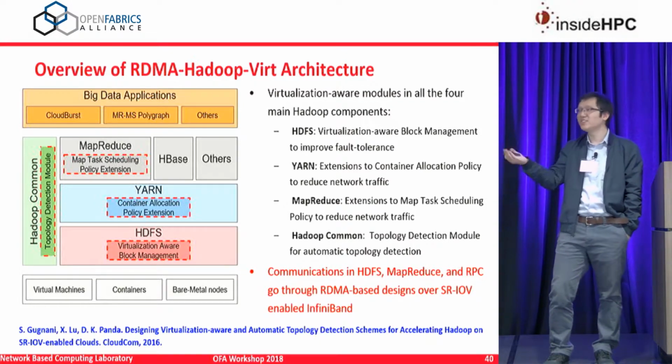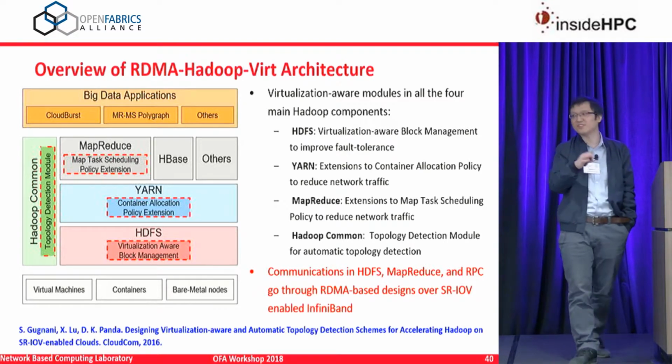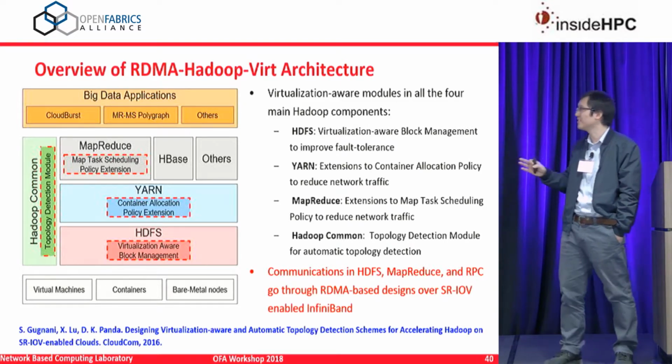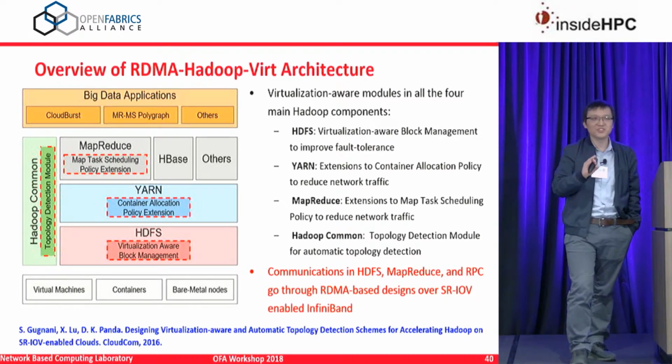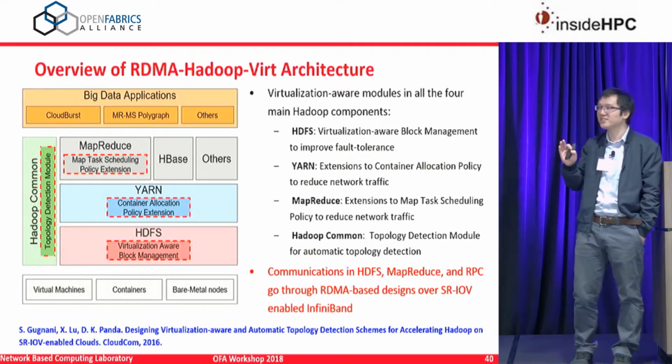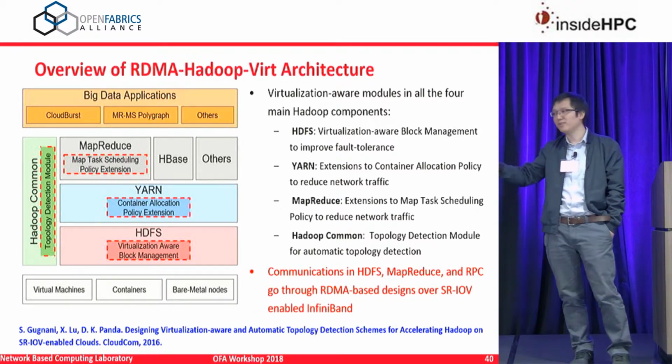But once you have the virtual machine layer, this topology gets changed. How do you know whether I'm still on the one physical node or not? Whether I'm in the same rack or not? Those things need to be detected. That topology needs to be detected. And once that gets detected, the HDFS block placement policy needs to be changed.